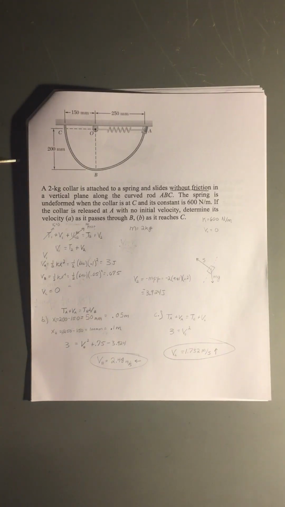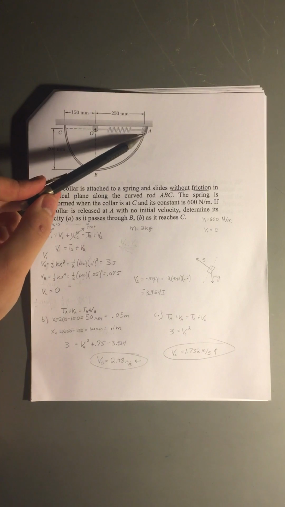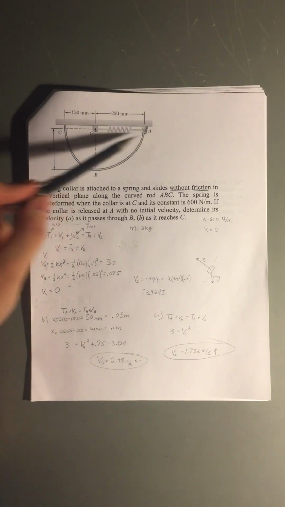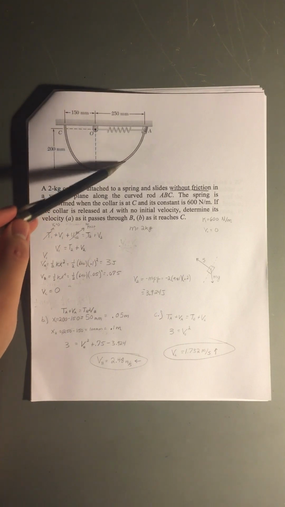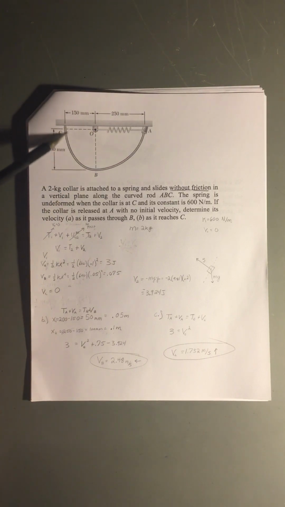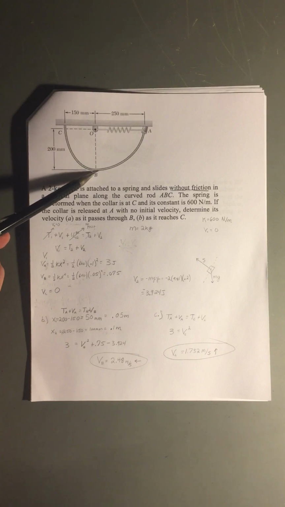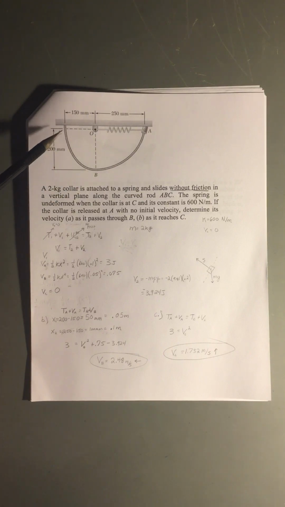Okay, so this is problem 6. In this problem we have this collar here at A that's attached to a spring at the origin here. And this collar is going to slide down to B and then back to C. And the question wants us to find 2 things. It wants us to find the velocity when the collar reaches B and the velocity as it reaches A here. And so looking at what the problem told us, it gave us the mass of the collar is 2 kilograms.